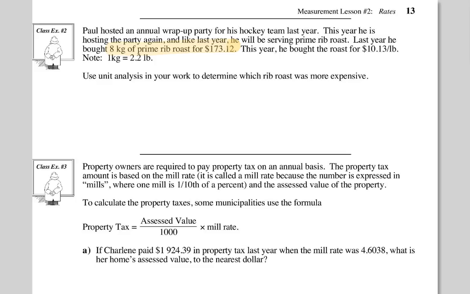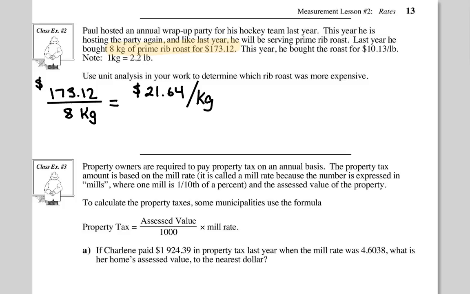And you can see kilograms and you can see dollars. So for that rate, what goes on top? Money or kilograms? Good. So just do that. I'd be like 173.12, and this is in dollars, divided by 8 kilograms. And I'll just do that division. 173.12 divided by 8, and you get $21.64 per kilogram. That's for 1 kilogram.